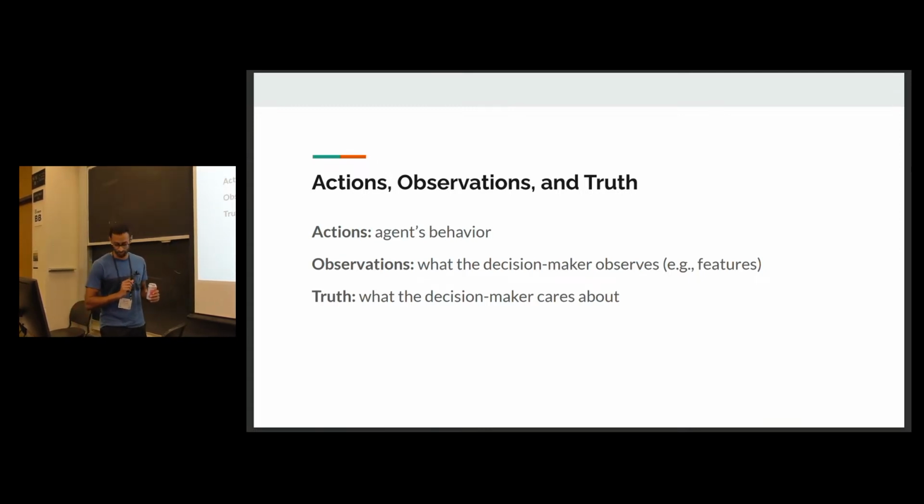Again, in the traditional economic context, this is performance, right? But in the machine learning context, this might be observable features of the principal or decision subject. And then there's this somewhat squishy concept, which I'm going to refer to as truth, but I don't think that's a great word, and I'd love to hear suggestions on this. But this is the thing that the decision maker actually cares about, right? And it's not obvious immediately what this is, right?